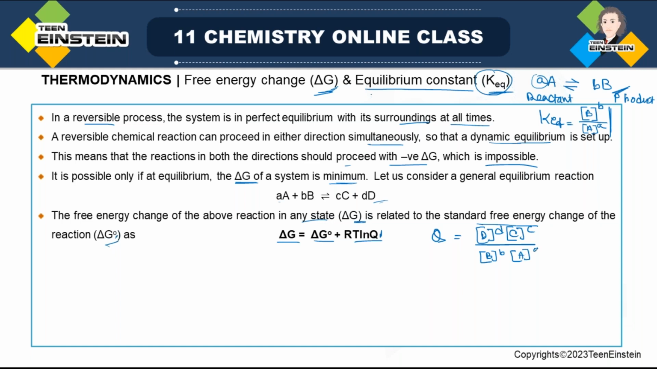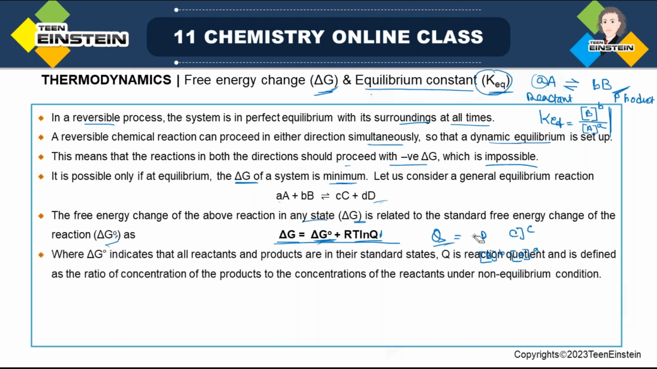Same type of expression. But when we use the letter capital Q, when the equilibrium is not yet reached, then you can write Q. The expression of Q and K equilibrium is the same. But the difference is here, equilibrium is still not reached. So under that condition, you can have this type of relationship between del G and del G naught. One is free energy change under any state, another one is free energy change under standard state.